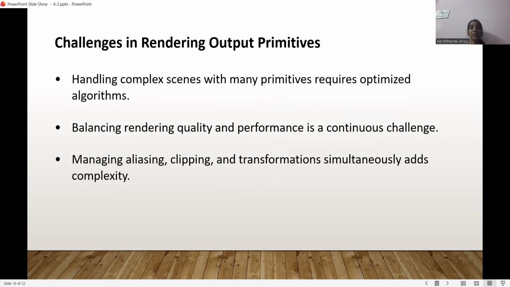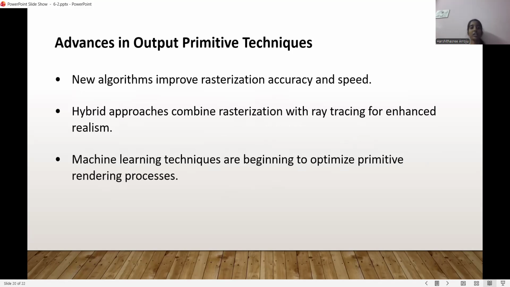Challenges in rendering output primitives. Handling complex scenes with many primitives requires optimized algorithms. Balancing rendering quality and performance is a continuous challenge. Managing aliasing, clipping, and transformation simultaneously adds complexity.